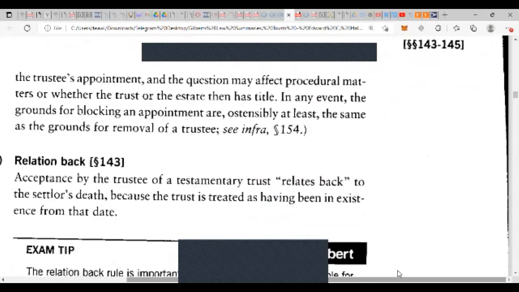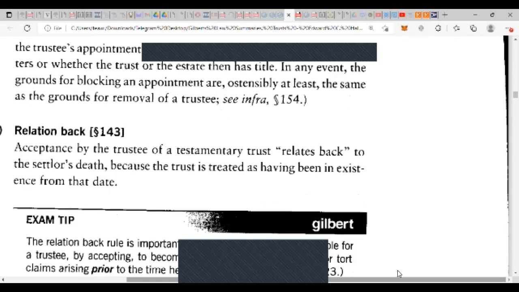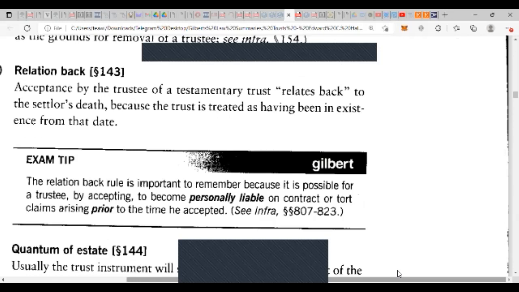In any event, the grounds for blocking an appointment are ostensibly at least the same as the grounds for removal of a trustee. See infra section 154. Relation back, section 143.